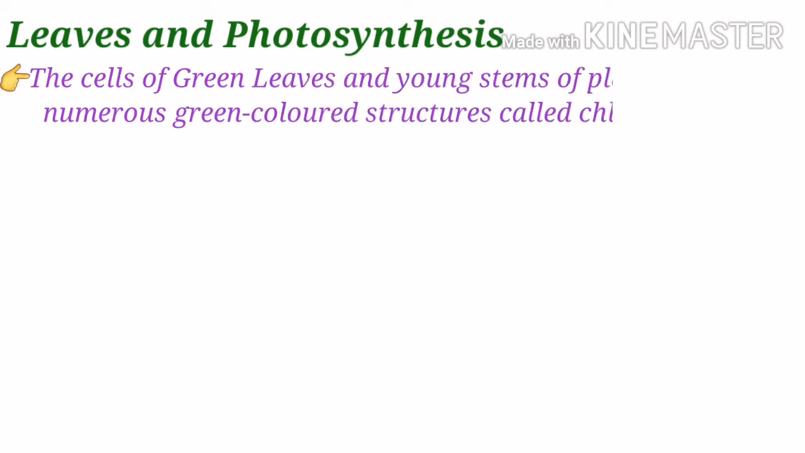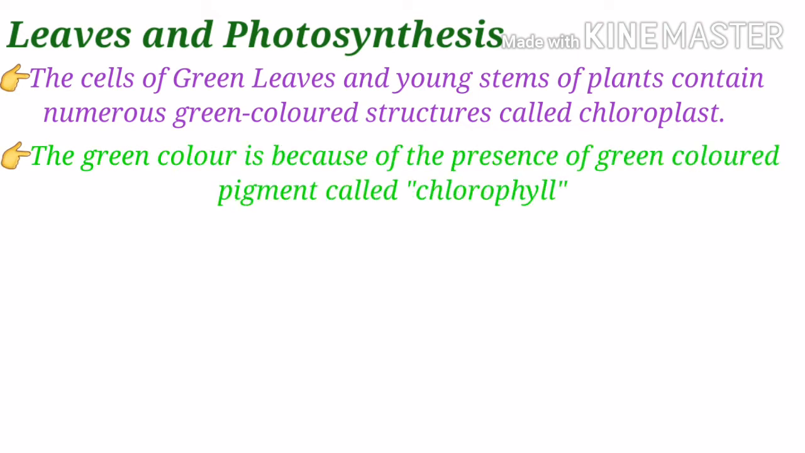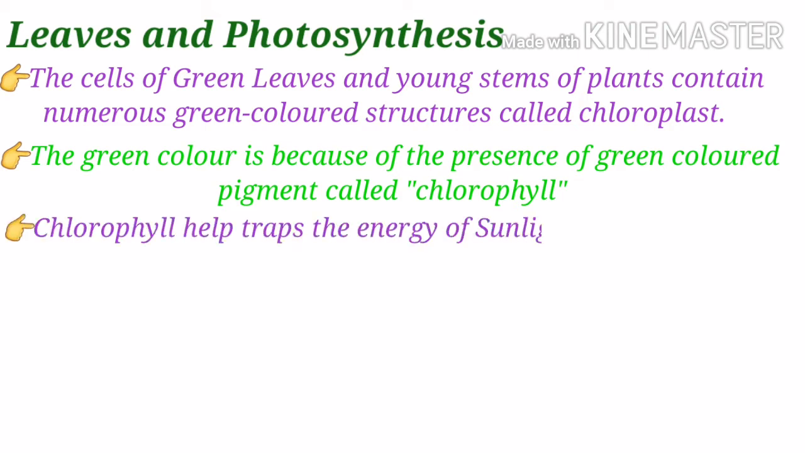Leaves and photosynthesis. The cells of green leaves and young stems of plants contain numerous green colored structures called chloroplasts. The green color is because of the presence of a green colored pigment called chlorophyll. It is this chlorophyll that helps trap the energy of sunlight.